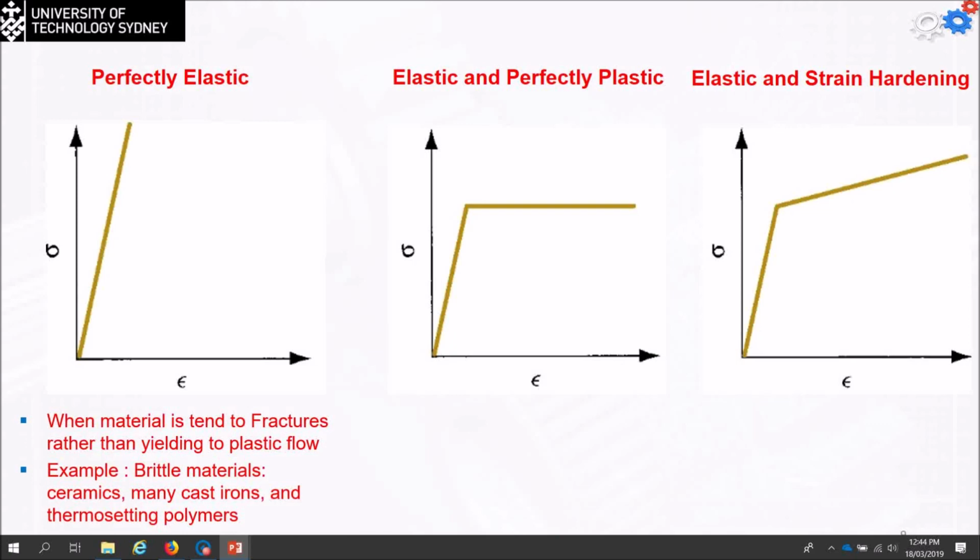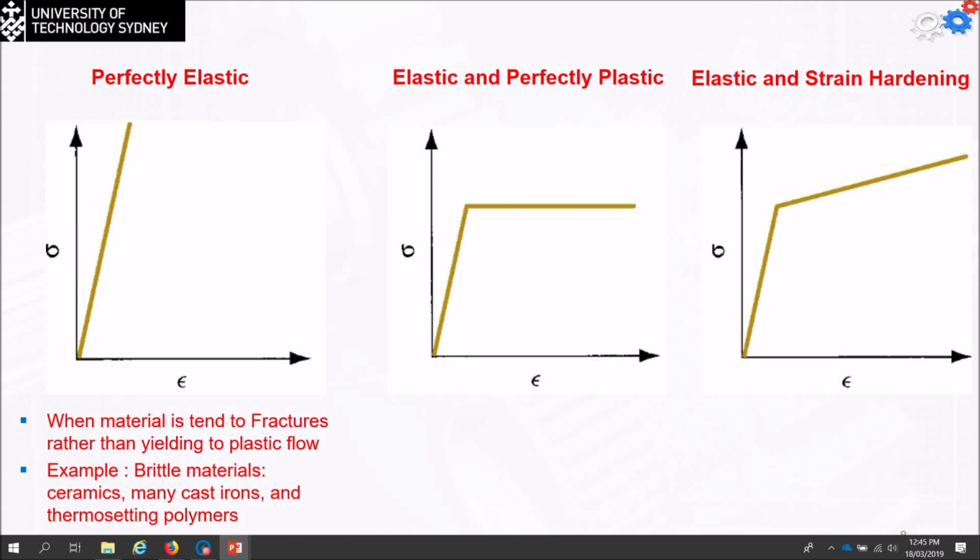That means it's going to be a brittle material. So that's what we talked about. For example, the ceramic is a perfectly elastic material. It cannot go to any plastic deformation. When it reaches the yield point, it's going to fracture directly.